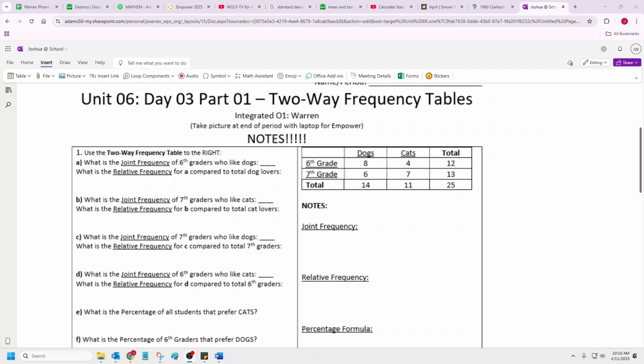All right, Integrated One, we are going to be doing something called two-way frequency tables. Right now, y'all are just being introduced to statistics, so we're not doing a huge deep dive into this. We're just doing the mechanics on this, y'all. So we're going to basically look at a couple of words that matter, and we're going to look at this.